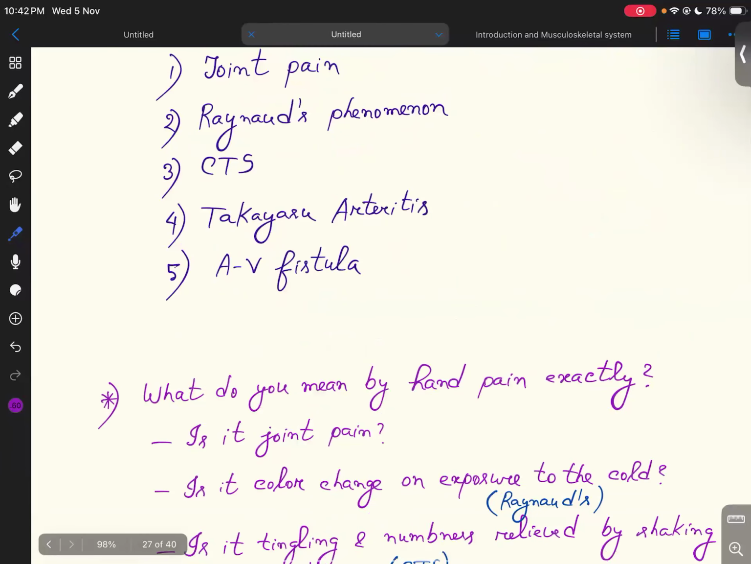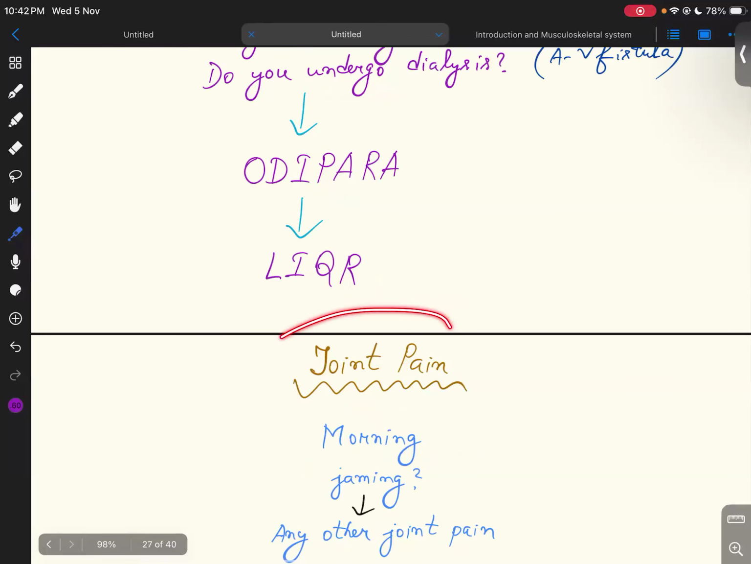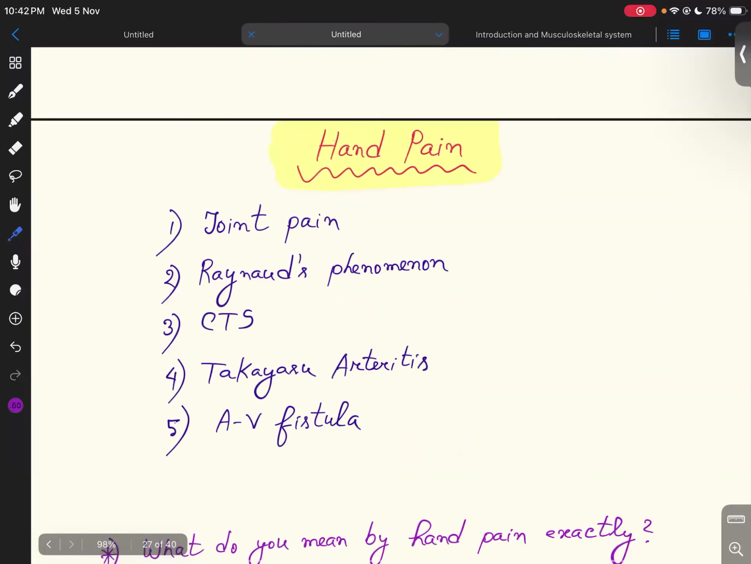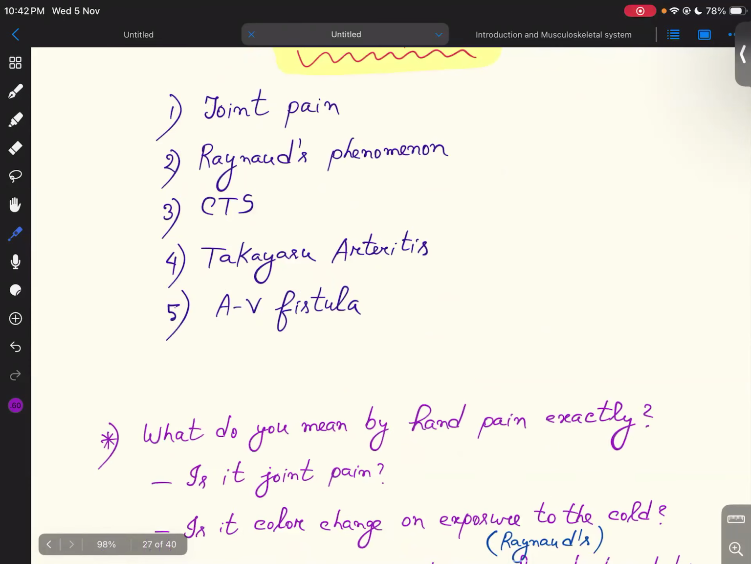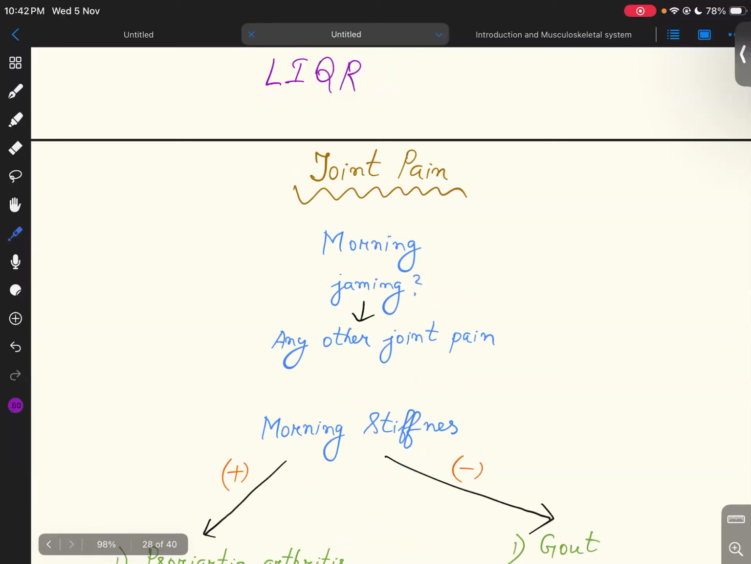After that, let's come to specific problem. That is, if it is a case of joint pain. Suppose the patient is telling you, yes, my hand pain is due to joint pain. So what will be the next approach? Next approach will be, we have to ask about the morning stiffness. We have to ask, do you have any morning jamming?